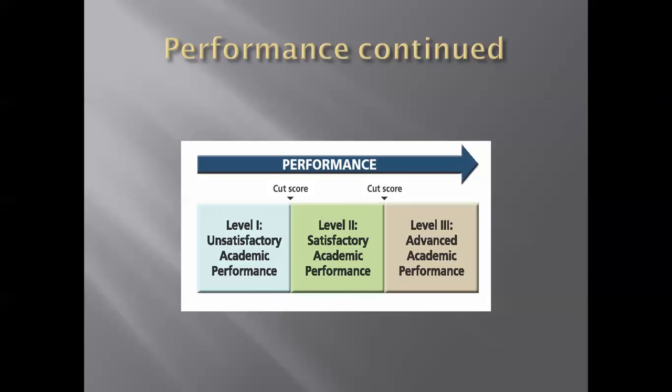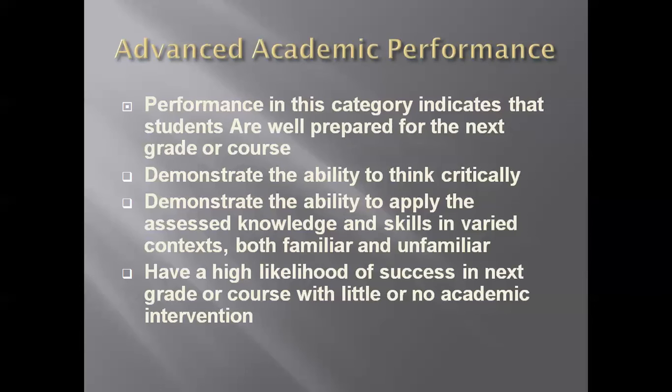So I want to talk to you about the cut scores, the levels. Level 1 was unsatisfactory, so it goes from 0 to 22. And then 23 to 35 is your level 2, which is satisfactory, and level 3 is advanced. So she would need to score higher, 36 to 44, to get advanced academic performance.